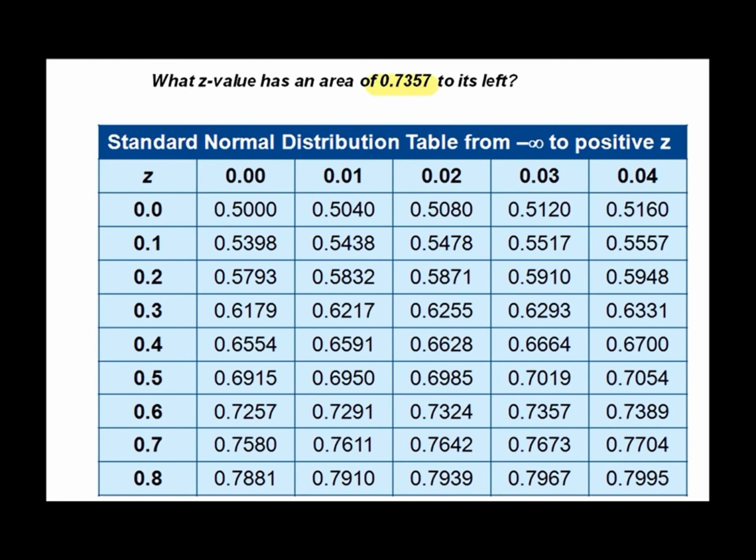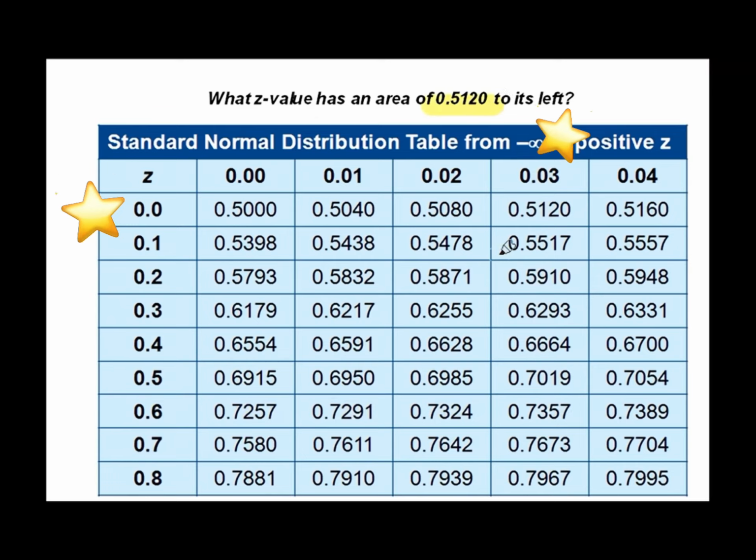I ask, what is the z-score with the area of 0.7357? Find 0.7357 or the closest thing you can find and trace it back. The z-score will be 0.63. And that's what you would put for the answer. The z-score is 0.63.